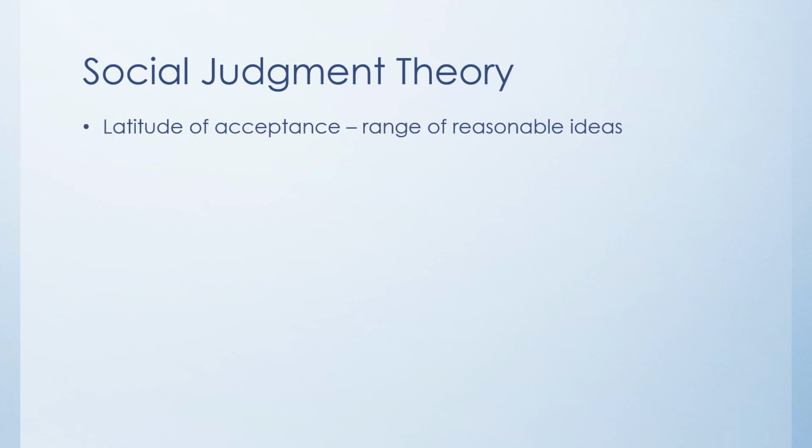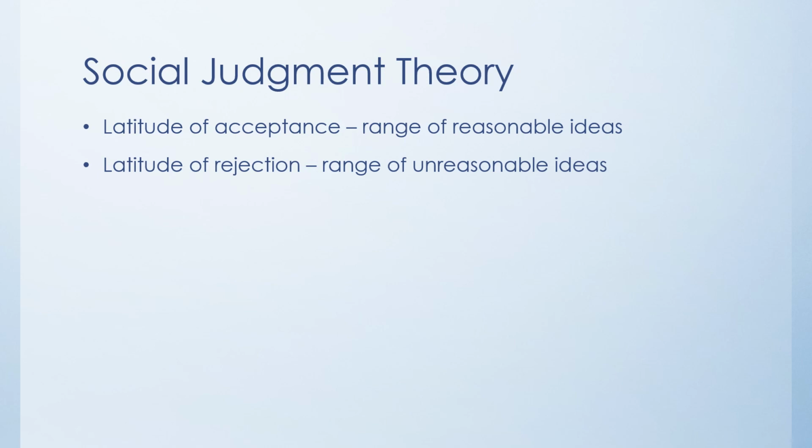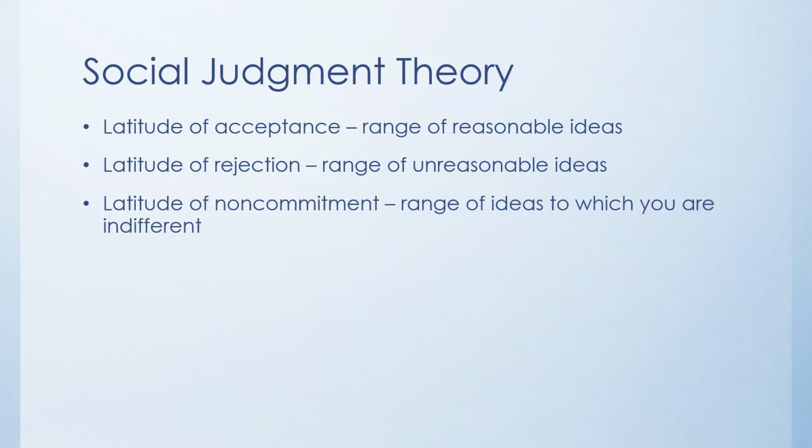As we're deciding how to manage a conflict with our interpersonal partner, whether to collaborate or compromise or compete or use one of the other strategies, social judgment theory gives us some useful tools to apply. Social judgment theory suggests that each of us has a latitude of acceptance or a range of what we would consider reasonable ideas, a latitude of rejection or a range of unreasonable ideas, and a latitude of non-commitment or a range of ideas to which we are indifferent. We don't care one way or another.